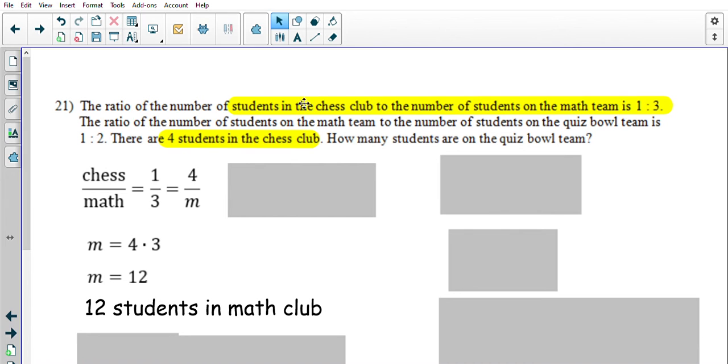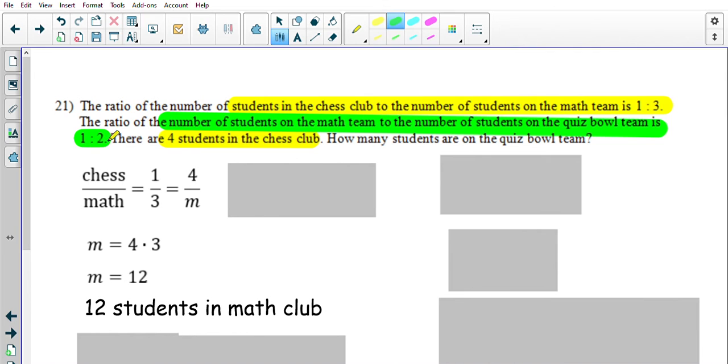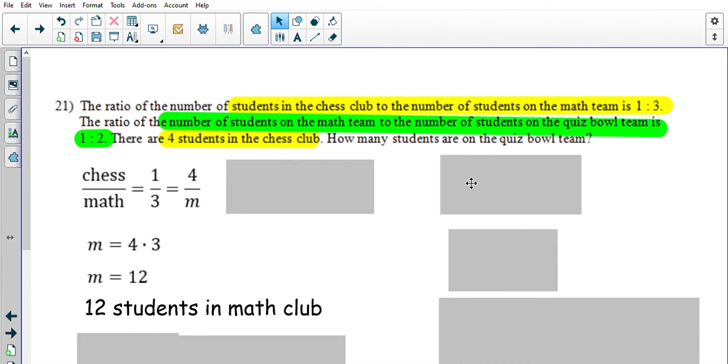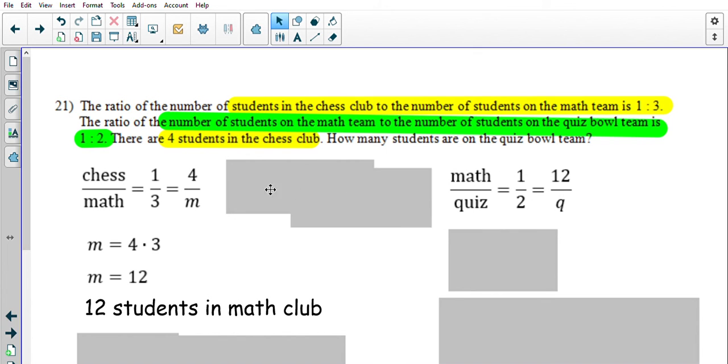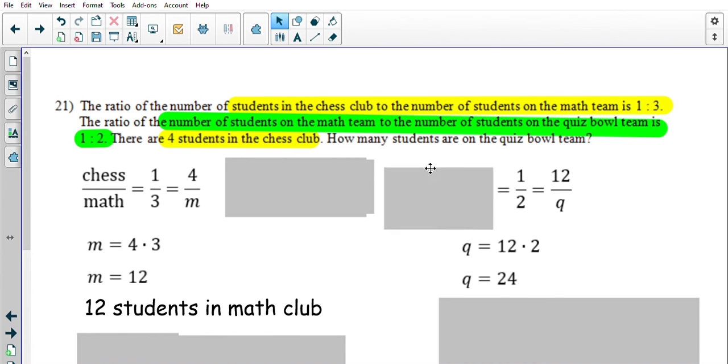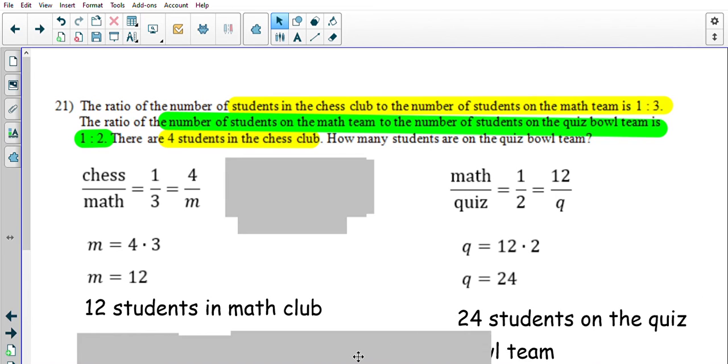Now let's go to our second part of this. So we know that the number of students on the math team to the number of students on the Quiz Bowl team is a ratio of 1 to 2. So we've got math to Quiz Bowl. Whoops, that's over here. Math to Quiz Bowl is 1 to 2. I know for a fact there's 12 students in the math club. Put that on the top. Q for the Quiz Bowl team. You can probably guess how many students on the Quiz Bowl team. 1 times Q is Q. 12 times 2 is 24. There are 24 students on the Quiz Bowl team, and that is our solution.